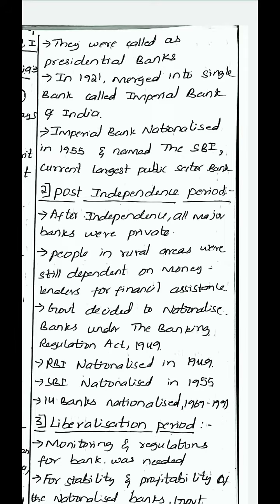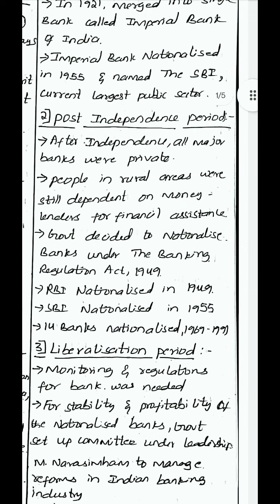Later in 1921, these three presidential banks were merged into a single bank and called the Imperial Bank of India. And this Imperial Bank of India was nationalized in 1955 and named the SBI, the State Bank of India, which is the current largest public sector bank. So this is how SBI came into existence.